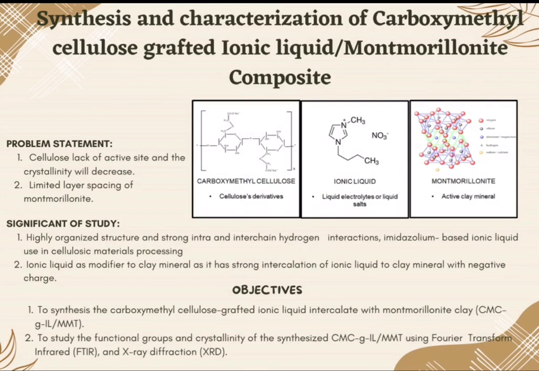So for the significance of the study, due to the highly organized structures and strong inter and intrachain hydrogen interaction, ionic liquid is used for the cellulose materials processing. The second one is ionic liquid as a modifier to montmorillonite, indicating the ion exchange of ionic liquid with the montmorillonite. It will increase the layer spacing of montmorillonite.